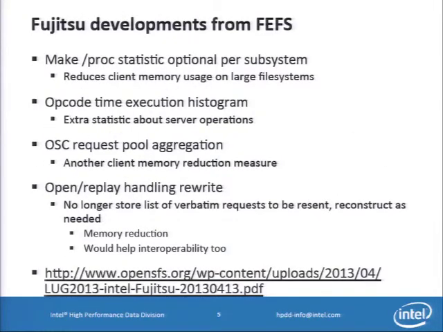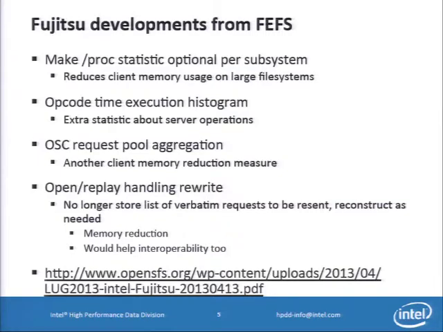Fujitsu is continuing to provide us with features from their FEFS development to be included into our new releases. The next batch is going to include things focused on memory management, the procfs statistics that will be optional per subsystem. So, for example, when you have a client with tons of OSCs because you have many OSTs, you will have a choice not to allocate any of the large statistic data for those OSCs and save quite a bit of your client memory.